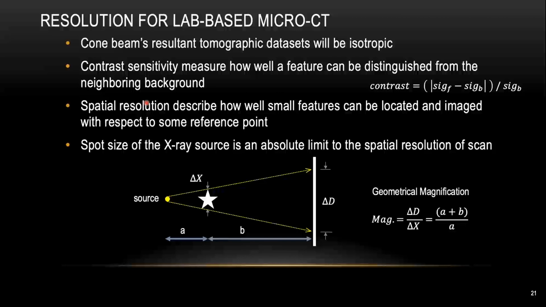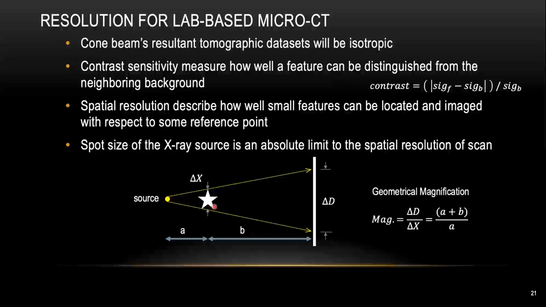For the spatial resolution, in micro CT the spot size of the X-ray source is the absolute limit for the spatial resolution of the scan. So the only way you can improve your resolution is to bring your sample closer to the X-ray source. You can see from the cartoon here, the source is our X-ray source, here is our detector, and in the middle is our sample. The way you can create magnification is based on the formula here. The magnification is equal to the distance between the X-ray source and the detector divided by the distance between your X-ray source and the sample. We call it geometrical magnification.